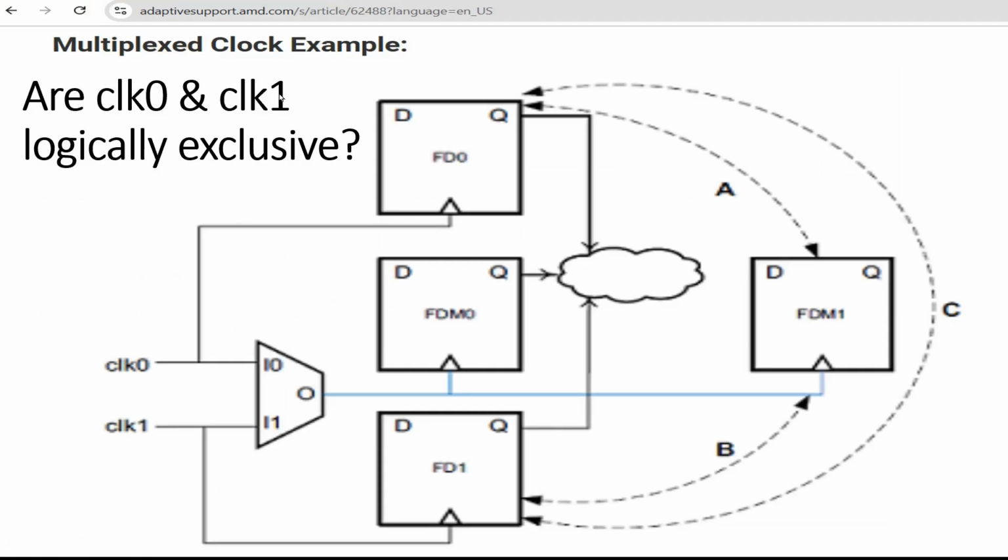Friends, before discussing the constraints part, I have a question for you, and I took it from the Xilinx website. This is the design. Here the question is, are clock 0 and clock 1 logically exclusive? This clock multiplexer is inside the FPGA only. Clock 0 and clock 1 are applied through the I/O pad only. But the question is, are they logically exclusive or not? The condition here is that the output of the multiplexer is going to FDM0 and FDM1, part of the design. Clock 1 is going to FD1, clock 0 is going to FD0, and there are some paths existing between FD0 and FDM1, FD0 and FD1, FD1 and FDM1.